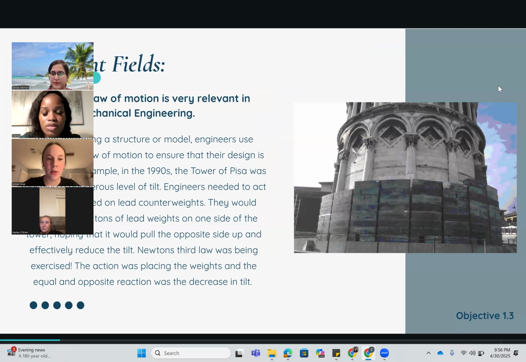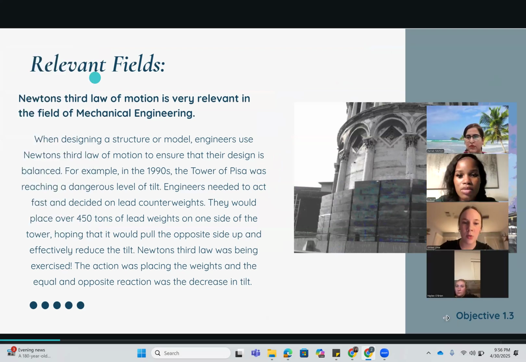So some relevant fields that are affected by Newton's third law, the main one is mechanical engineering. When designing a structure or model, engineers use Newton's third law to ensure that their designs are balanced. An example of this being used is in the 1990s, the Tower of Pisa was reaching a dangerous level of tilt.